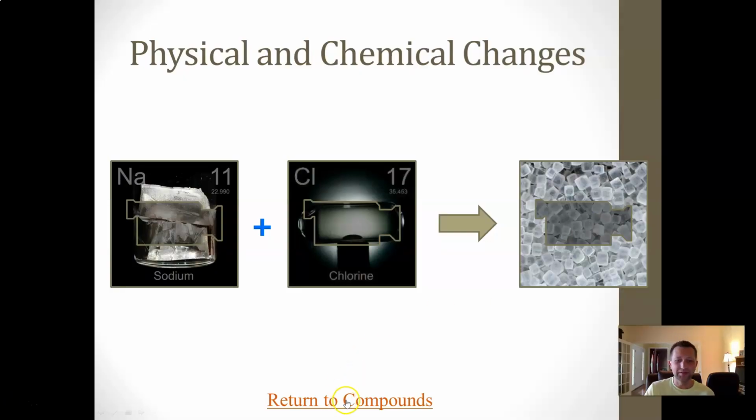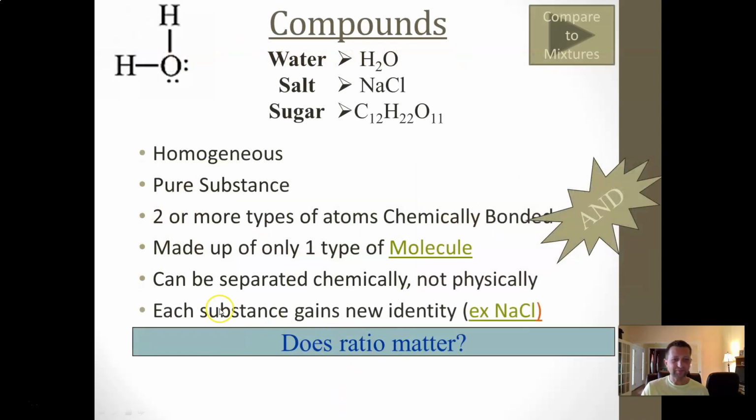Okay, so if we go back to compounds here, each substance gained a new identity when it was created, like the Na and the Cl came together to create salt. Amazing, right? How do you take two things that on their own could kind of kill you, then suddenly make something that is so common and safe, and you put it on your food to make it taste better. That's one of the things I really love about chemistry and how and why that works. I think that's really interesting.